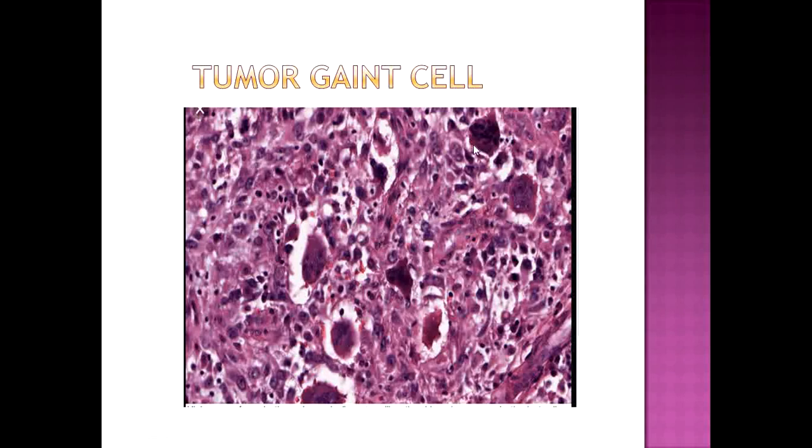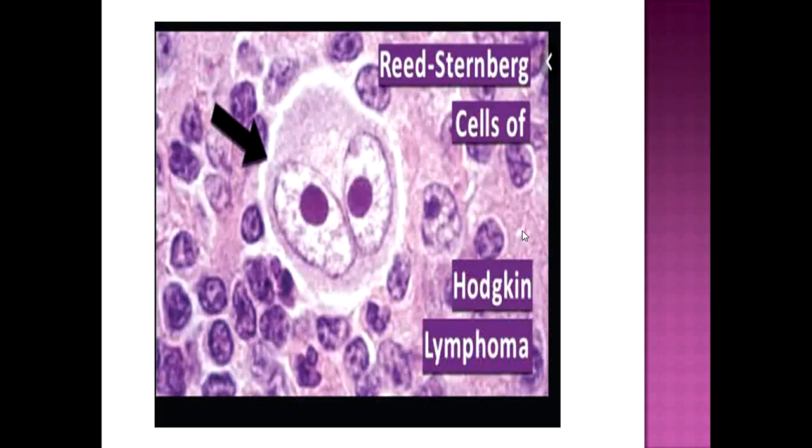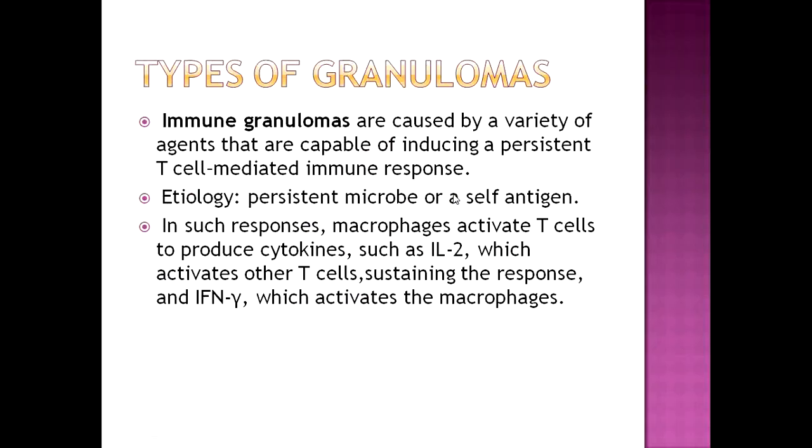These are tumor giant cells. They are found in anaplastic tumors. Reed-Sternberg cells are typical of Hodgkin lymphoma, where the two nuclei are mirror images of each other.